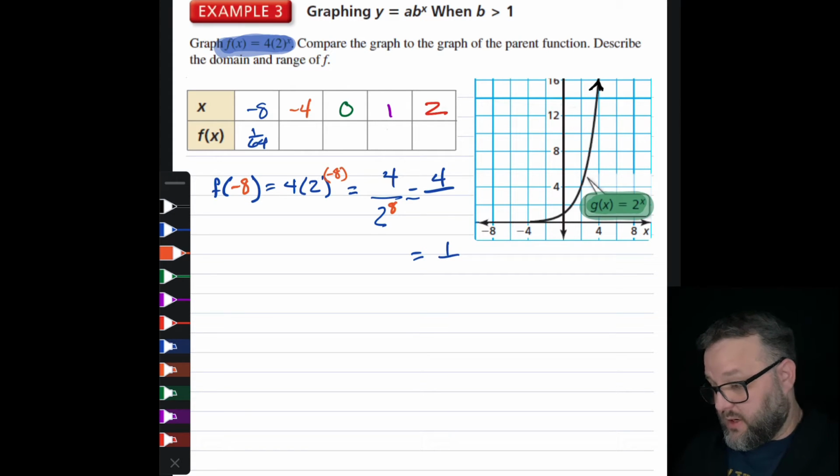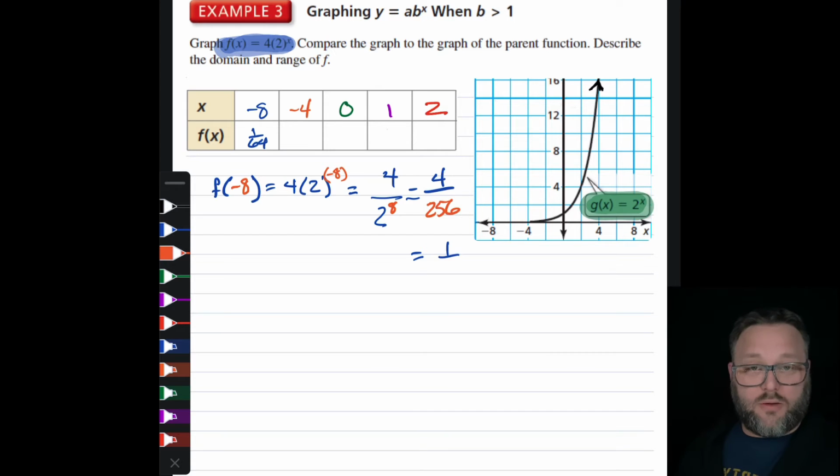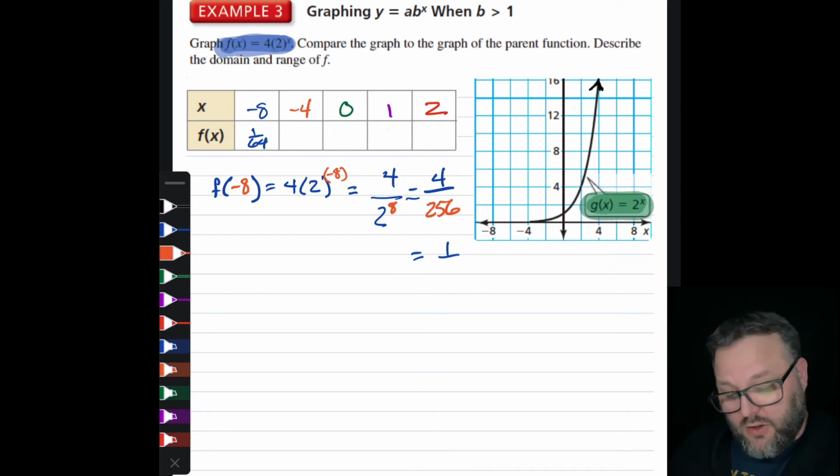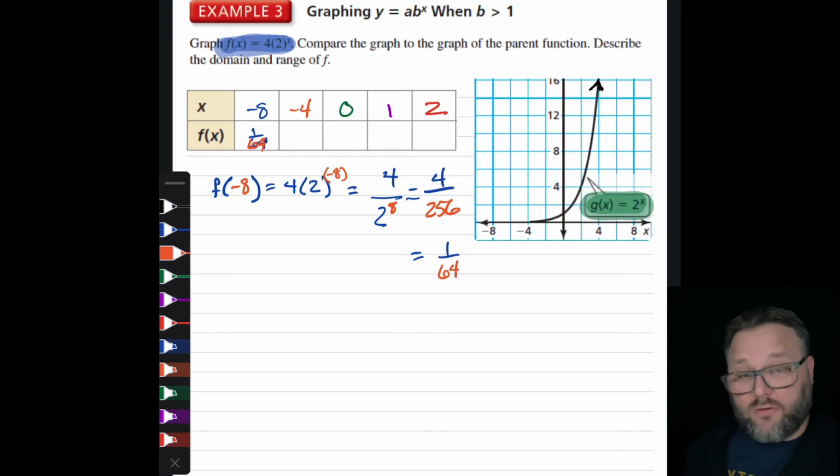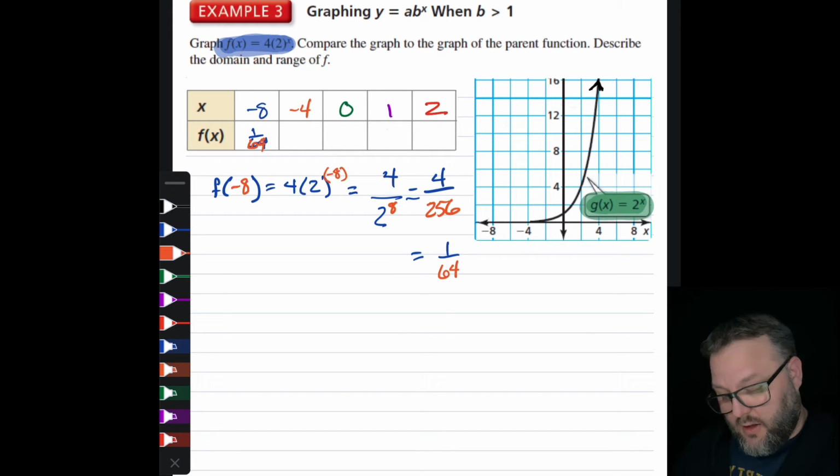256, if I remember correctly. And no, hold on. Yeah, 256. I had to double check in my head, notes, and everywhere else. So if I divide both of those by 4, I end up getting 1/64, which was the answer we had up here.